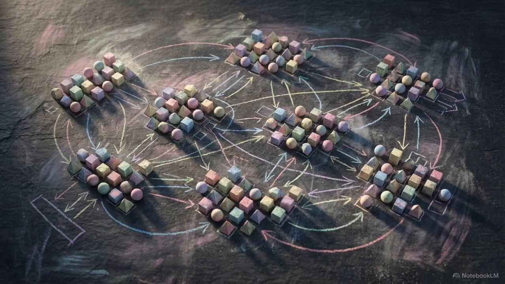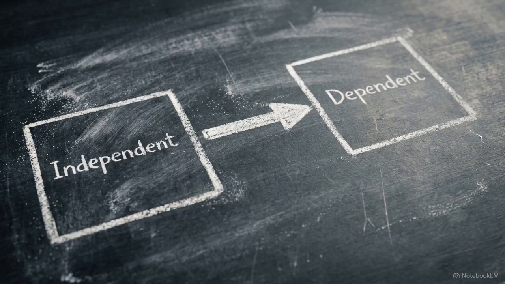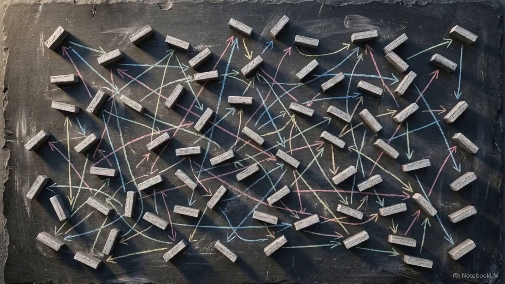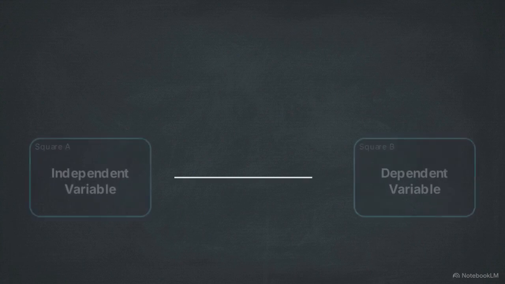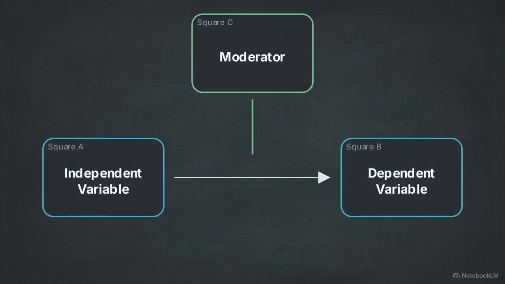However, a simple A to B model rarely reflects the true complexity of human behavior or organizational dynamics. The primary flaw in relying solely on basic independent and dependent variables is that in the social sciences, cause and effect relationships are almost never absolute. To accurately model reality, researchers introduce the moderating variable. A moderator is a third factor that modifies the original relationship, exerting a strong contingent effect on whether the independent variable actually influences the dependent variable.